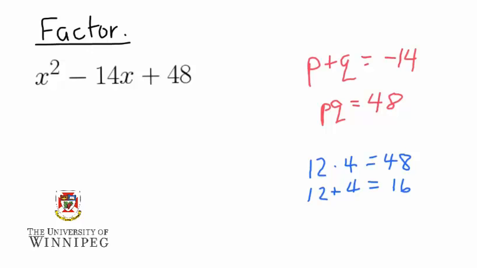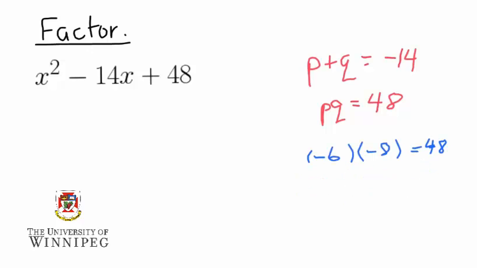So we could remedy this by making both of our integers negative, because I know that negative 12 times negative 4 is also equal to positive 48. However, when we add these together, negative 12 minus 4 gives us negative 16, which again isn't quite equal to negative 14. However, with a little bit of guesswork, you can get to negative 6 times negative 8 is 48, and negative 6 minus 8 is equal to negative 14.